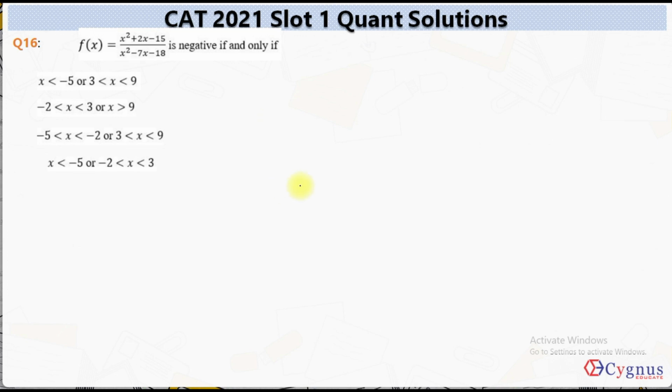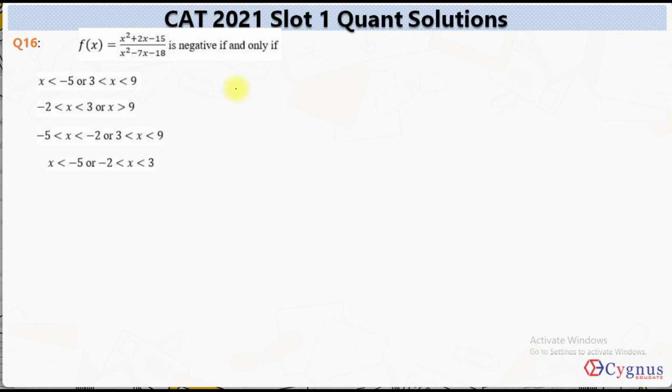Okay, it's a question based on inequalities. A similar kind of question was asked in slot 2 and slot 3 also. And we know that this fraction has to be what? You want to make it negative. Now, how will it become negative?